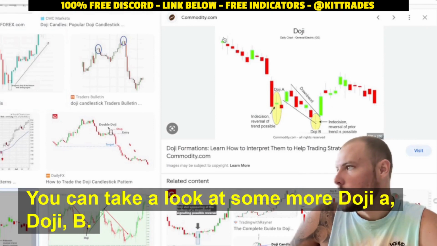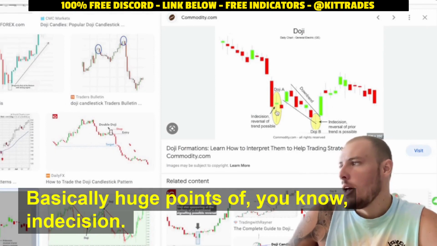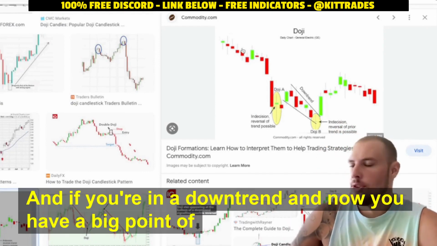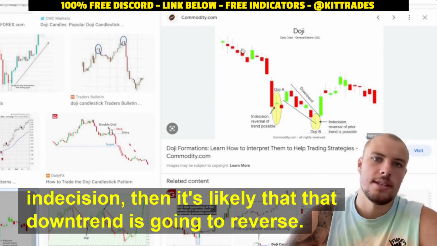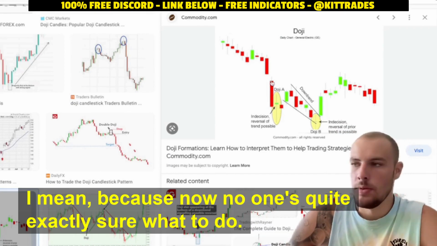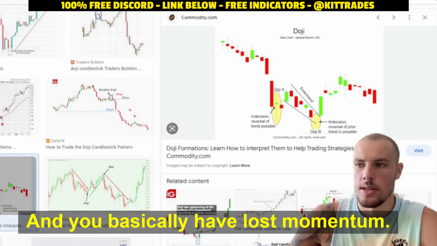Here we can take a look at some more. Doji A, Doji B, basically huge points of indecision. If you're in a downtrend and now you have a big point of indecision, then it's likely that the downtrend is going to reverse, because now no one's quite sure what to do, and you have basically lost momentum.